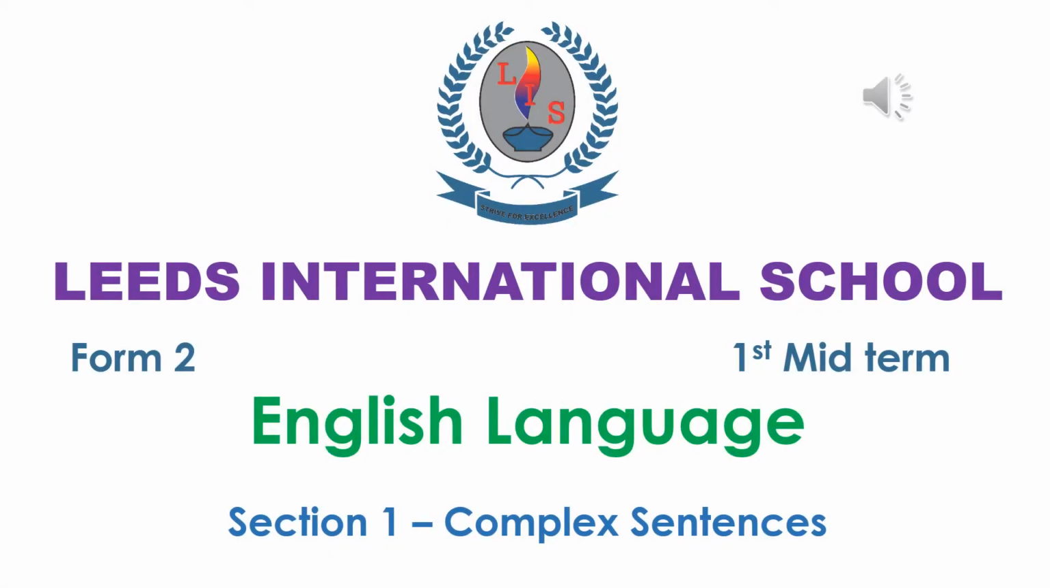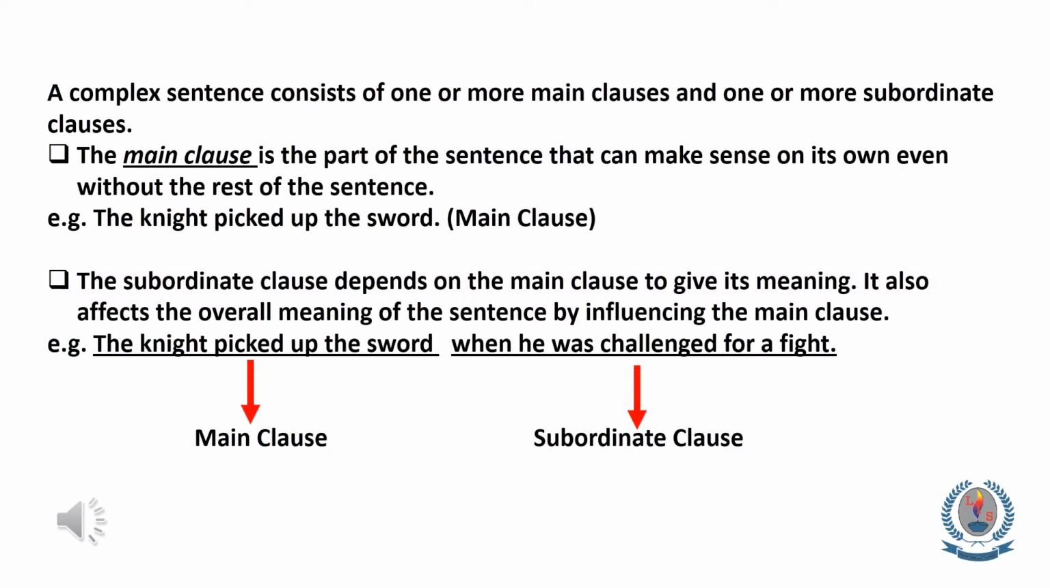Hello everyone. Today we are going to explore complex sentences. A complex sentence consists of one or more main clauses and one or more subordinate clauses.